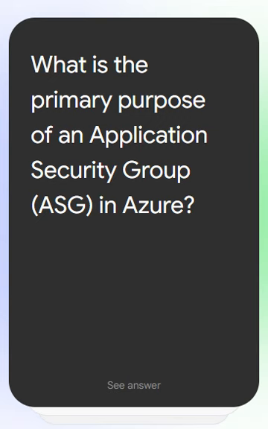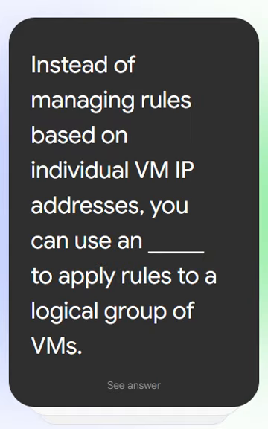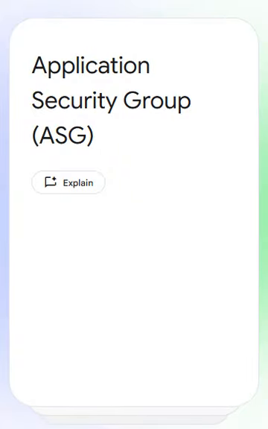What is the primary purpose of an application security group, or ASG, in Azure? An ASG is used to group virtual machines with similar functions, allowing you to define network security policies based on those groups. Instead of managing rules based on individual VM IP addresses, you can use an ASG to apply rules to a logical group of virtual machines. Application Security Group, or ASG.